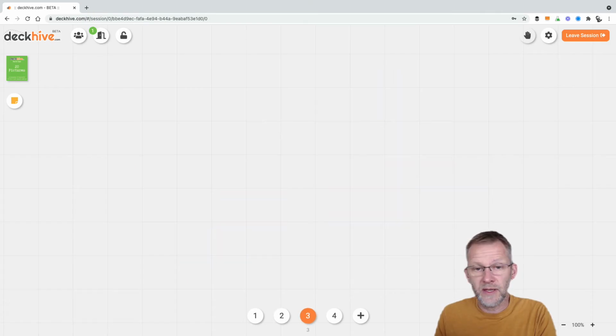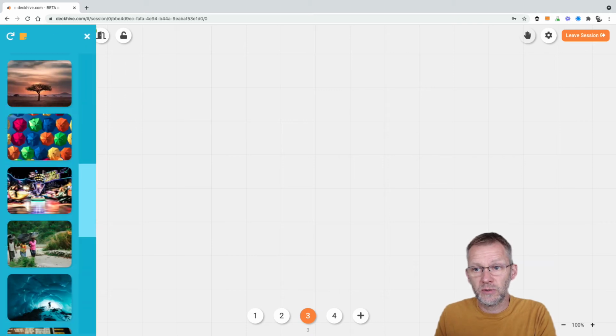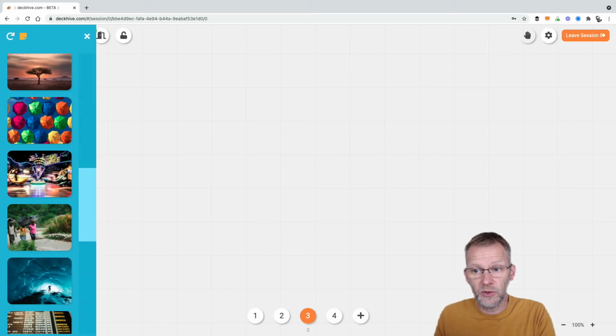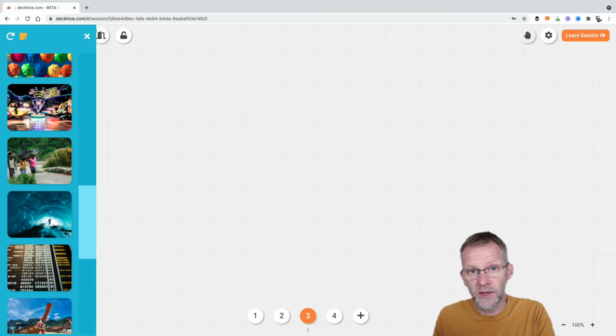Another might be to work with individuals in breakout spaces, so you can have a different table with each individual or with each pair or small group of individuals, so they can have a breakout room in Zoom, for example, or in Teams, and then use the space within Deckhive to have a smaller group discussion. And they can choose a series of cards maybe to consider the different questions that are topical.